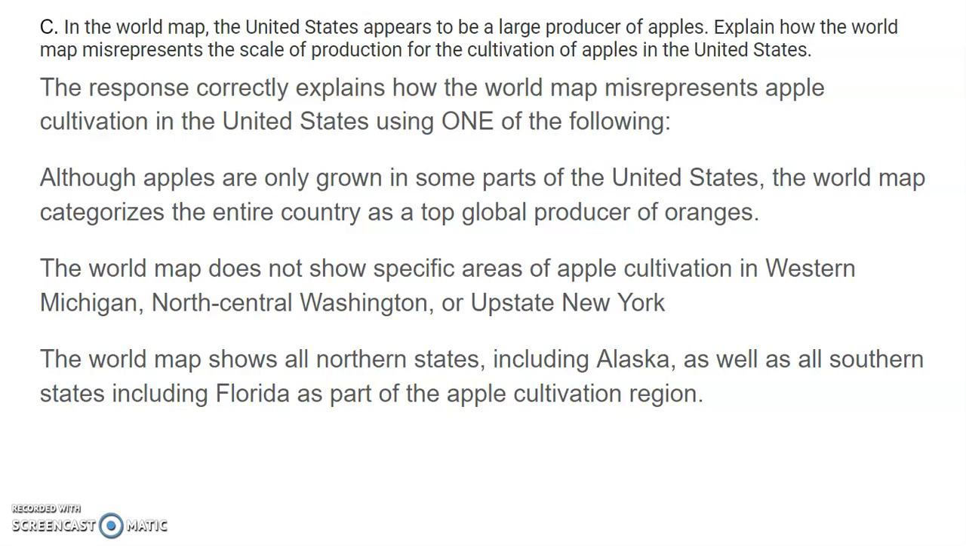Explain how the world map misrepresents the scale of production for the cultivation of apples in the United States. The response correctly explains how the world map misrepresents apple cultivation in the United States using one of the following. Okay, so they can have any one of these answers. 1. Although apples are only grown in some parts of the United States, the world map categorizes or shows or represents the entire country as a top global producer of apples.